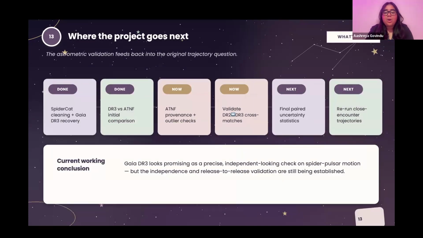With that part done, now I'm working again on checking the outliers and the ATNF provenance to see where all the data is coming from and do that trace back. And then I'm also going to validate the DR2 and DR3 to see where that scatter is coming from. Beyond that, we want to do final uncertainty statistics, because the uncertainty is obviously very important and it can prove that, okay, our data is really good, or okay, maybe our data isn't as good as we thought it was. And then following that, we obviously want to do the close encounter trajectory analysis from the very beginning and see what we can understand from there.